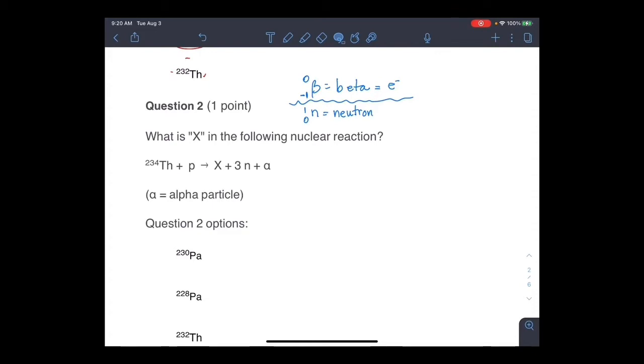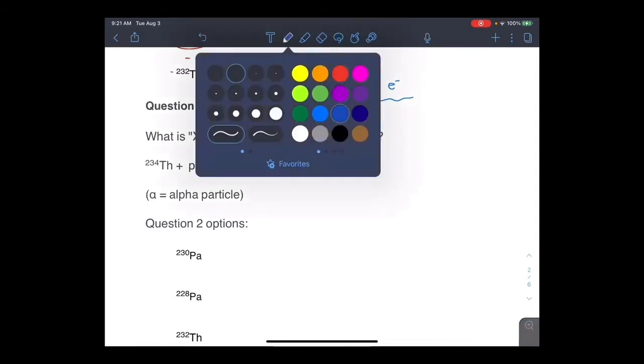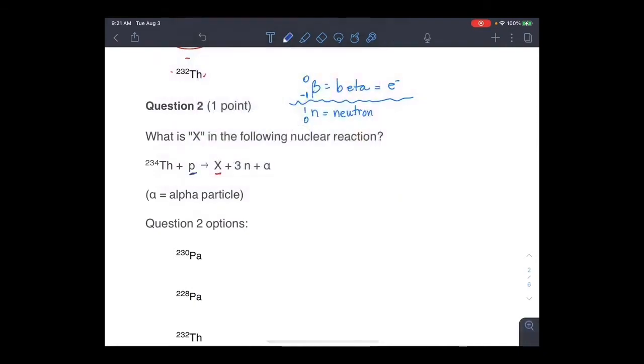Now we've got one that's a little bit more complicated. There's our X. And now we've got another symbol. Let me go back to the blue. We've got a P. A lowercase p is a proton, just like the proton we find in the nucleus, which has a mass number of 1 and an atomic number of 1. So a proton looks like this.